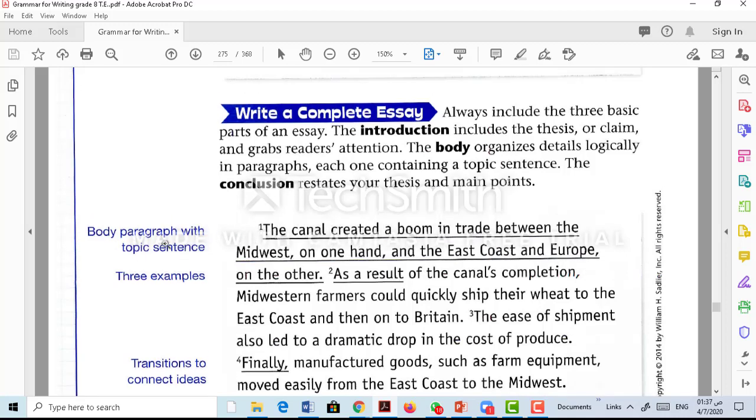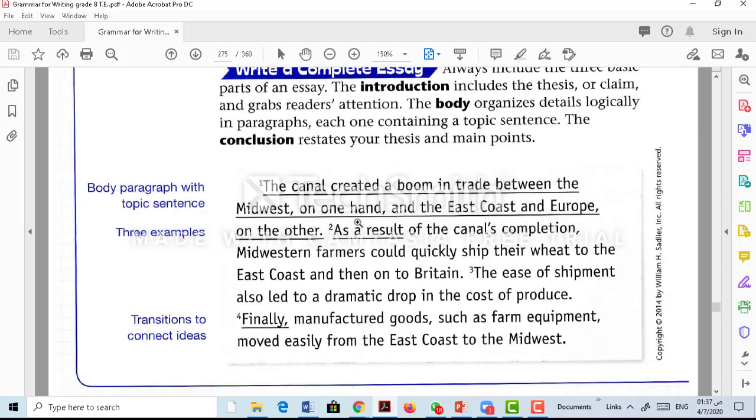Here is a body paragraph here. The body paragraph with topic sentences here. 3 examples, like the canal created. That's the first point. That's the first effect. The first effect of this Erie Canal. The Erie Canal created a boom in trade between the Midwest on one hand and the East Coast and Europe on the other hand. As a result of that, as a result of the canal's completion, Midwest farmers. That's details. So you started with a topic sentence, and then you extend it with details, and also you have transitions like finally here and as a result there.